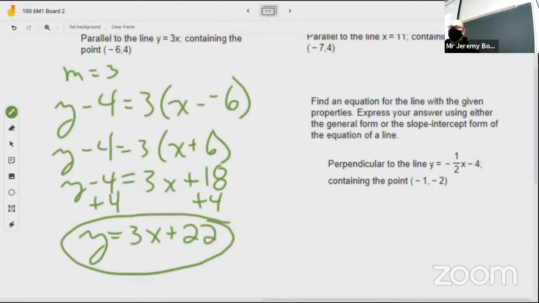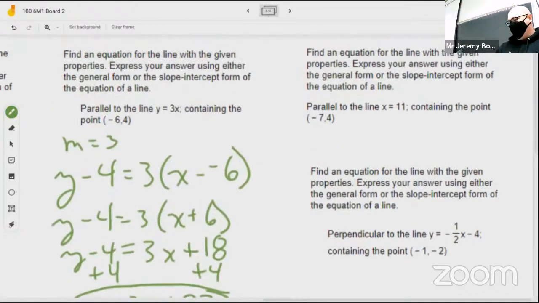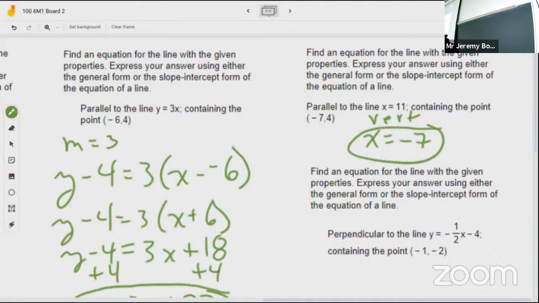Any questions on that problem? All right, number 2 is parallel to the line x equals 11. X equals 11 is what type of line? It's a vertical line. So that means our line is going to also be a vertical line if it's parallel to it. And so it's going to be x is equal to whatever the x value is, which in this case is -7. Very good. That's going to be the equation of our line. Any questions on that one?